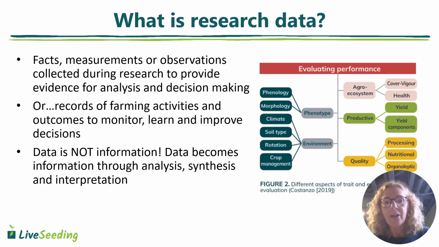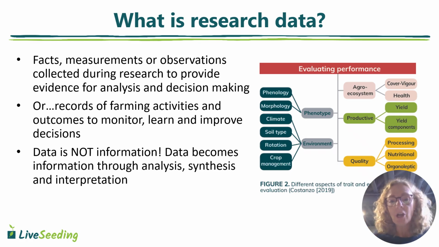And this is just a graphic from one of those outputs from the Live Seed project, one of the booklets on how we set up on-farm cultivar evaluation trials, just showing some of the different types of data that might be collected when evaluating cultivars. Things like cover or vigor of the crop, health of the crop, which in this particular framing has been included as agroecosystem data. Phenotyping on the left there, very common term you'll find when talking about breeding and cultivar evaluation.